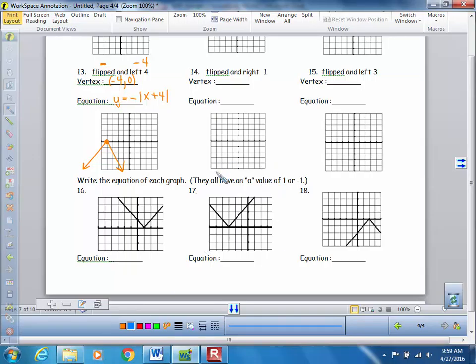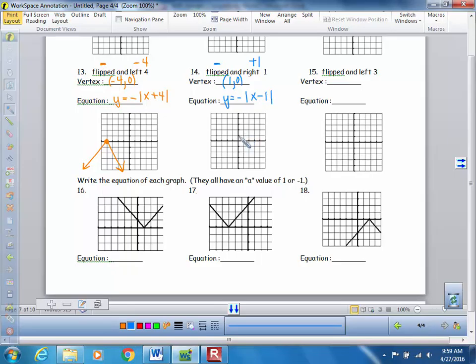Okay, let's look at one more of those. So let's do 14. 14 is flipped and right 1, so that means we're going to have a negative in front of our absolute value. Right 1 would be a +1. So my vertex changed from 0, 0 to 1, 0. My equation when I write it is going to be y equals negative, and then I'm going to put, because of the flipped, the starting absolute value, and it would be x minus 1.